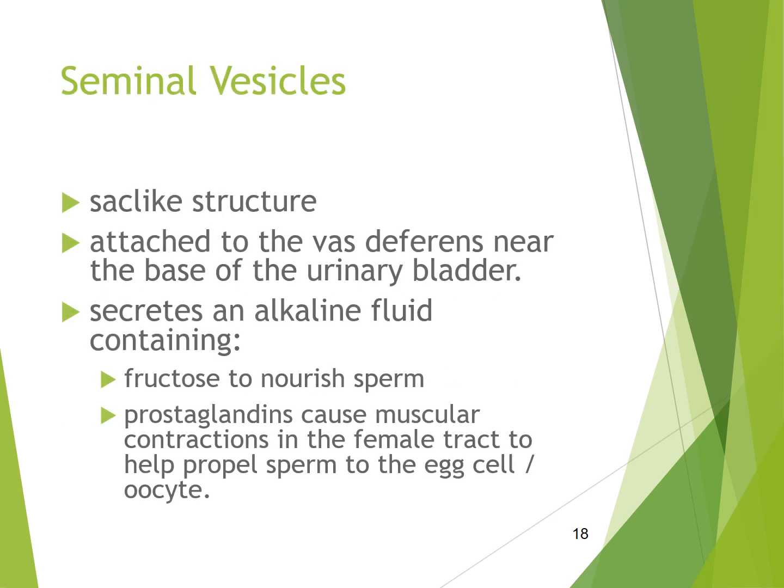The seminal vesicles are a sac-like structure. They're attached to the vas deferens near the base of the urinary bladder. The seminal vesicles secrete an alkaline fluid. This fluid contains fructose to nourish the sperm, as well as prostaglandins. Prostaglandins cause muscular contractions in the female reproductive tract to help propel the sperm to the location of the egg cell, also known as the oocyte.